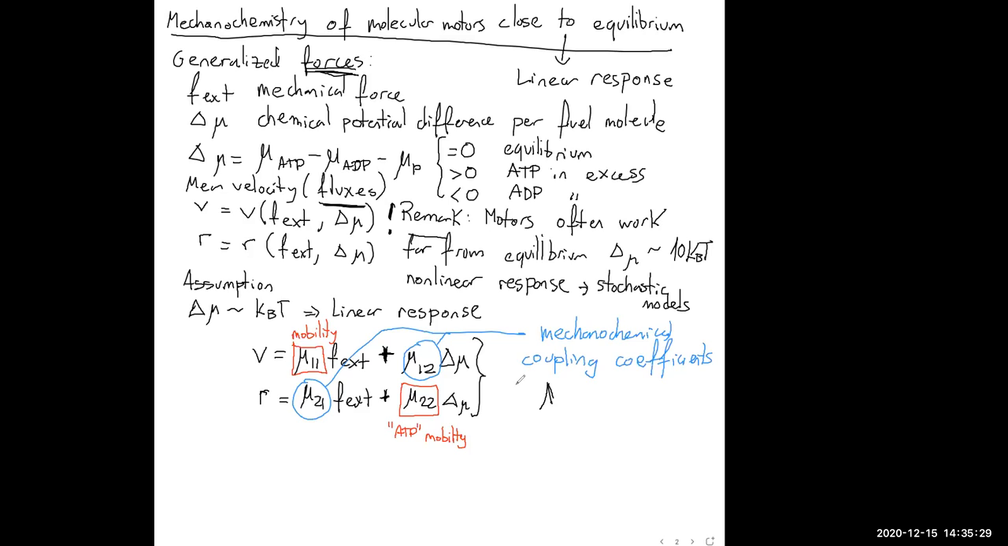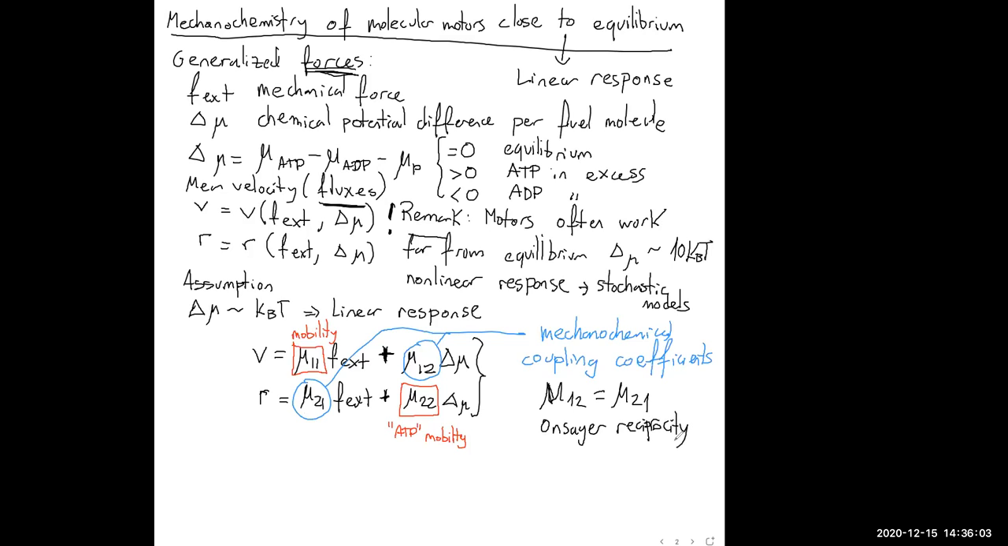So there is this symmetry, mu12 equals mu21, which means that when you have a chemical force, this generates a flux. So the coupling between different forces and fluxes is the same in one direction and in the other. And this is called Onsager reciprocity. It's a very famous result in thermodynamics, a reciprocity relation.